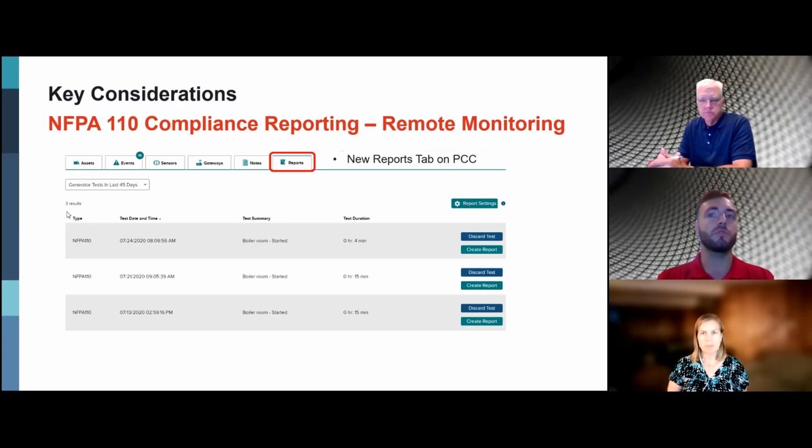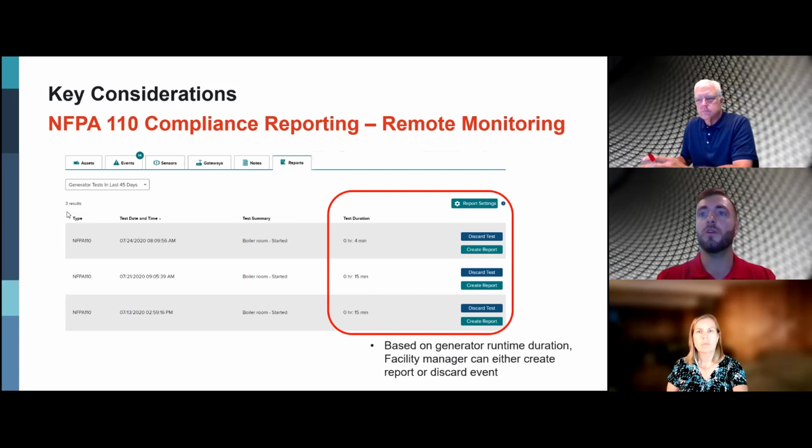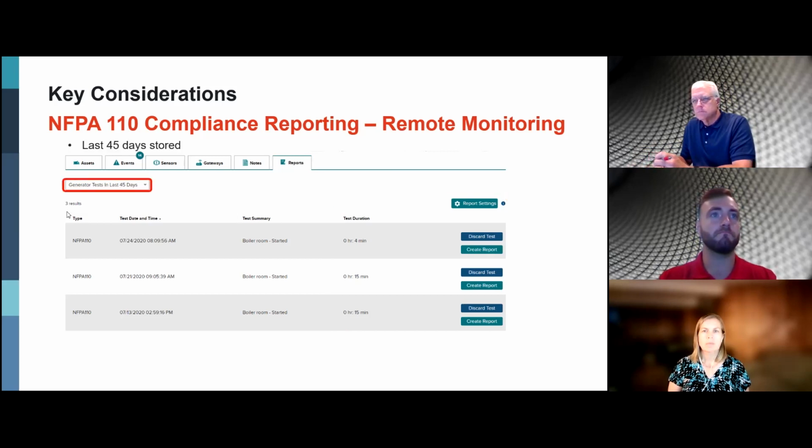So you can have your reports up here. You got a lot of options. You got your test date and time, what type of test it was, your test summary, test duration, all that good stuff. So this is all what you should be looking for in a remote monitoring service. And then off to the right here, you see your ability to create a report, discard test, and then once again, you have that test duration there. That is all logged for you on this remote monitoring service.